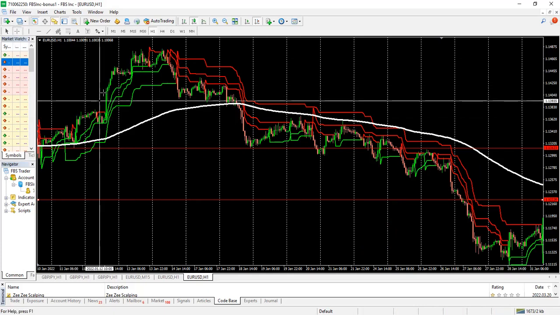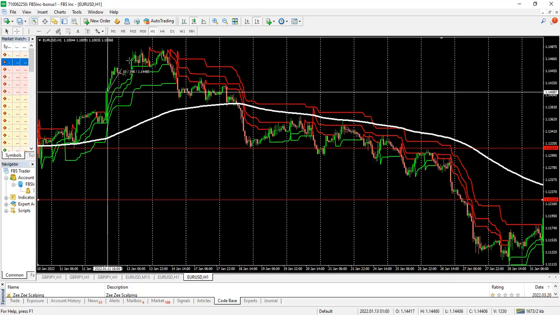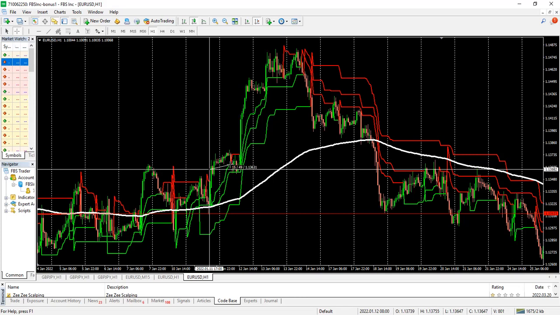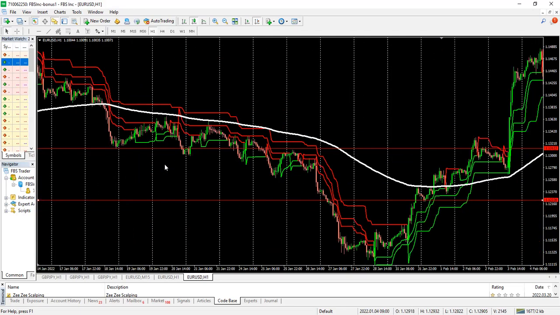So for this one now, for example, we enter this trade here and then you follow it up here. That's about 50 pips in profit. We look for another buy opportunity here. You enter it here and then you follow it here. If it comes back down here, it means we have just about 5 pips or break even, so to say.